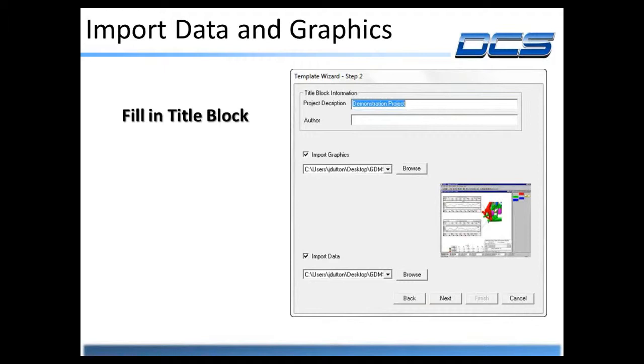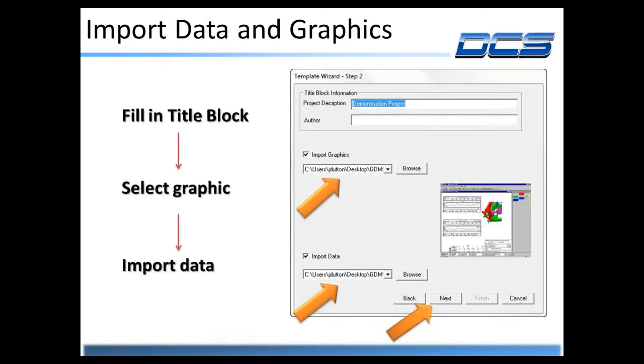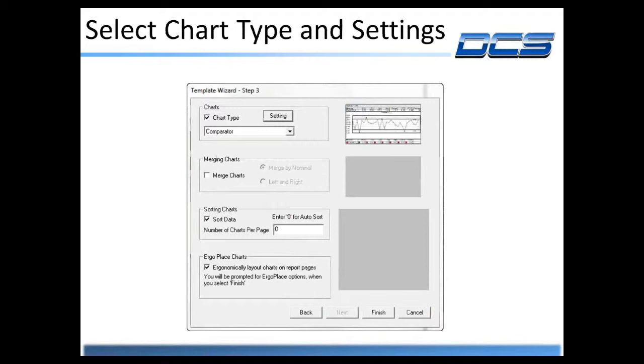Good. Let's go ahead and click Next. In step two of the QDM 3D wizard, we're going to fill in the title block and click down to import graphics, and then you'll browse to where that graphic is located, your CAD, and you'll click on the import data, browse to that location, select your data, and click Next.